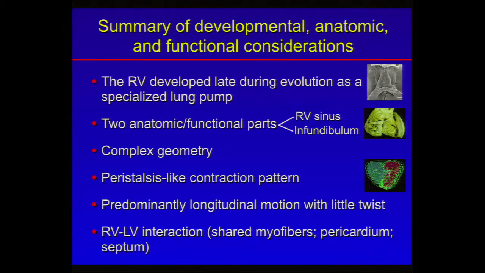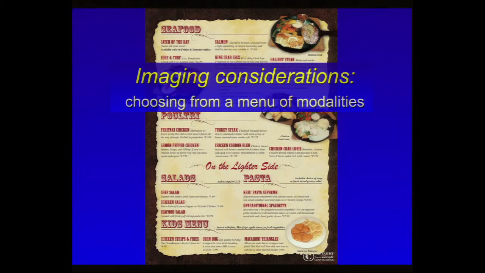So, let's just pause here for a moment and summarize what we've learned so far. We've noted that the right ventricle developed late during evolution as a specialized lung pump. It comprises two anatomic and functional components, the RV sinus and the infundibulum. It has complex shape and geometry. It contracts in a peristalsis-like fashion, and most of the contraction occurs in a longitudinal axis with relatively little twist. And we learned that there is a substantial amount of RV-LV interaction through shared myofibers, pericardium, septum, coronaries, and other elements. Moving along. Now we're going to talk about imaging considerations.